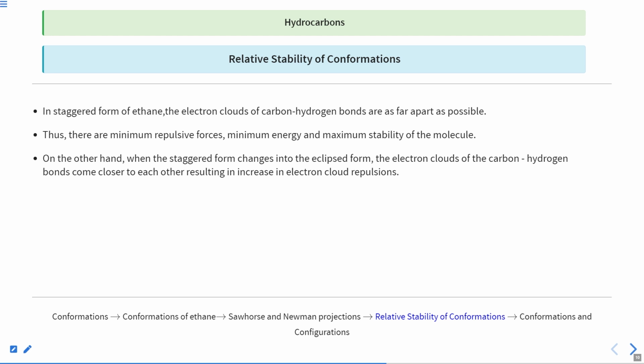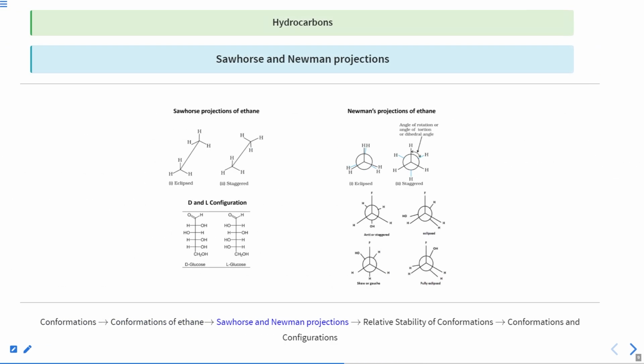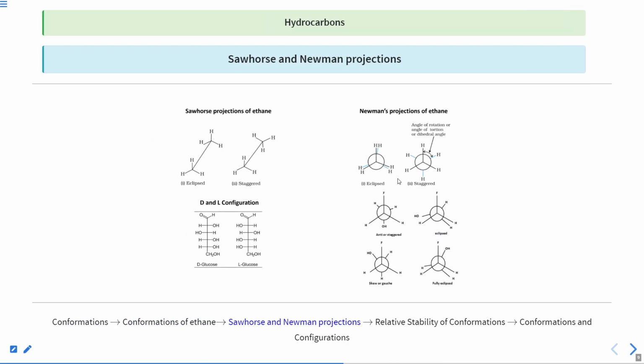Thus there are minimum repulsive forces, minimum energy, and maximum stability of the molecule in the staggered case. When you have the eclipsed case, if you look back, you can see that this bond is present right in front of this bond. Now there will be maximum electron repulsion because the distance is very small. So there will be maximum torsional strain due to the bond-bond pair repulsion.